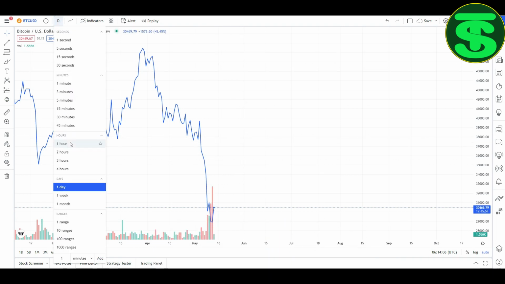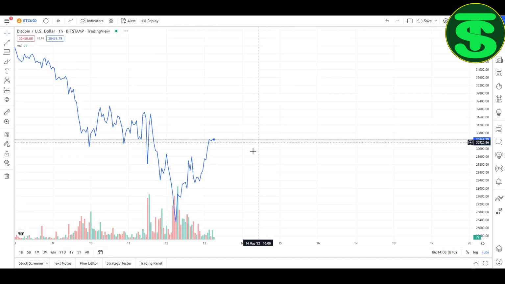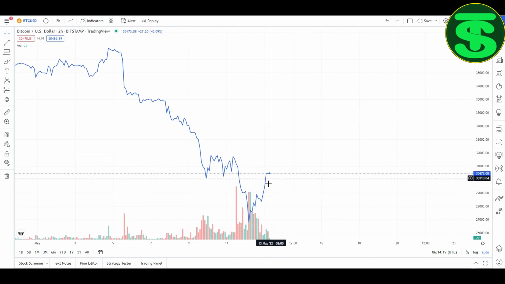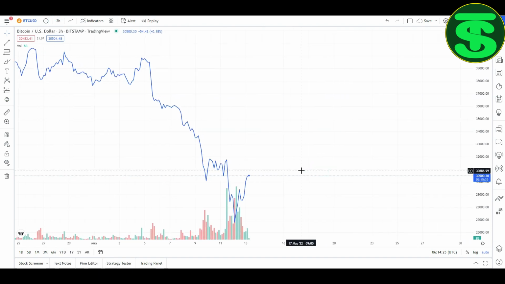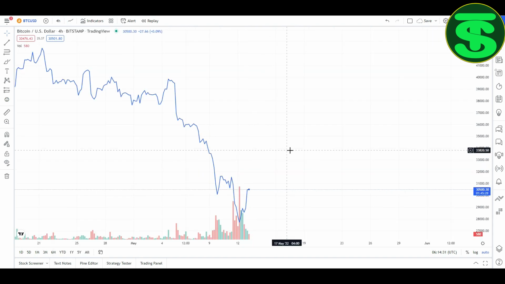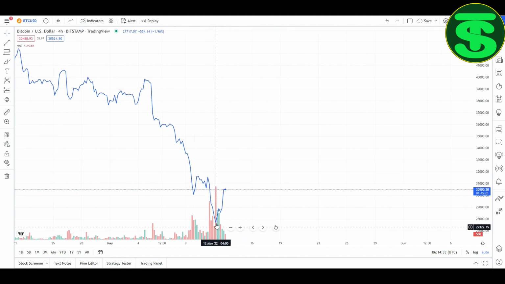If I go to the one hour chart, you can see this graph is going up. If I go to the 2 hour chart, you can see this graph is also going up. If I go to the 3 hour chart, this graph is also going up. If I go to the 4 hour chart, this graph is also going up.